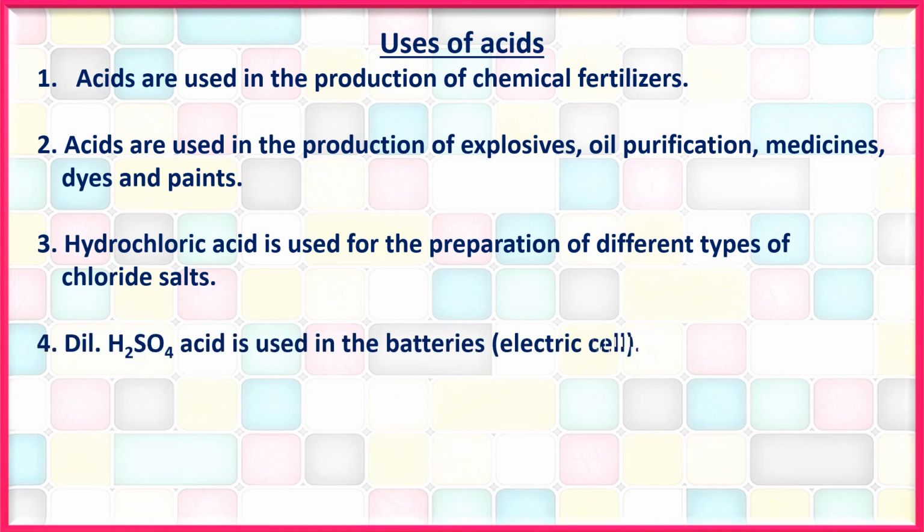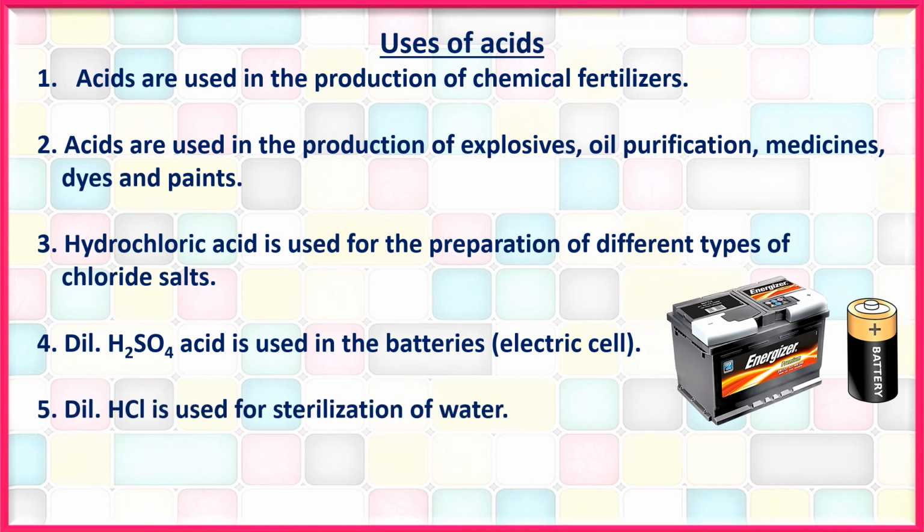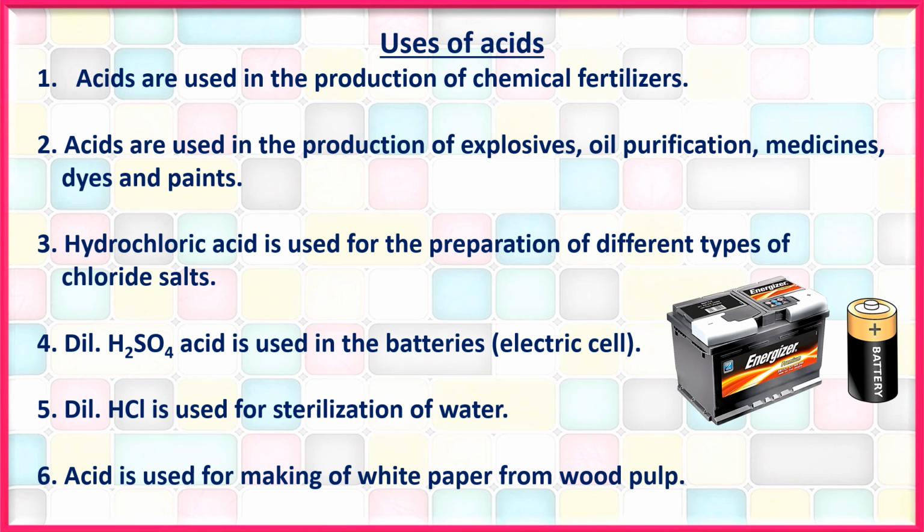Now, dilute H2SO4, that is sulfuric acid, is used in batteries, bigger batteries for vehicles and the smaller battery. Dilute HCl or hydrochloric acid is used for sterilization of water, and acid is used in making white paper from wood pulp. So from wood we get paper. That paper is not very white. Acid is used to make it white in color.